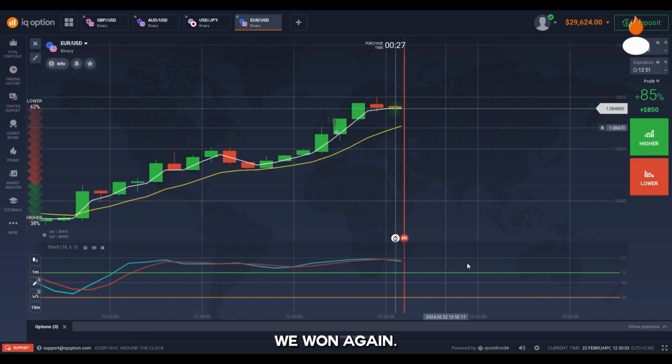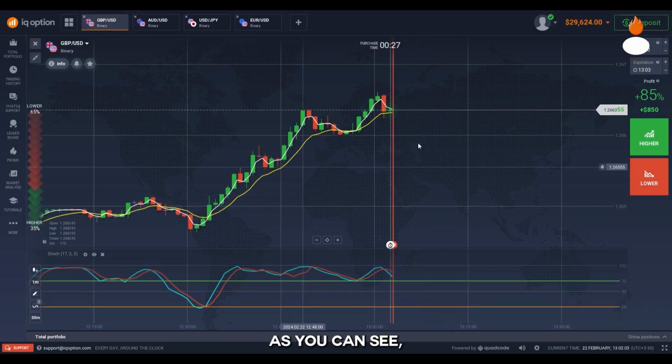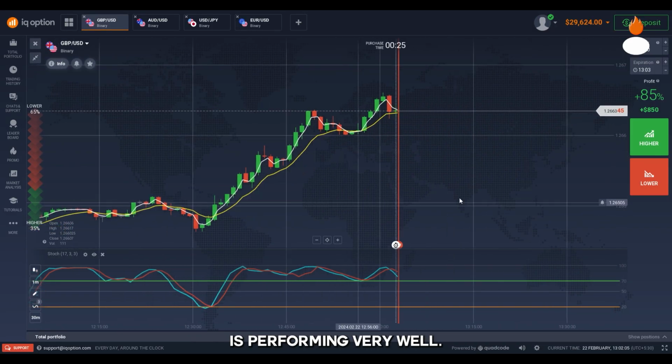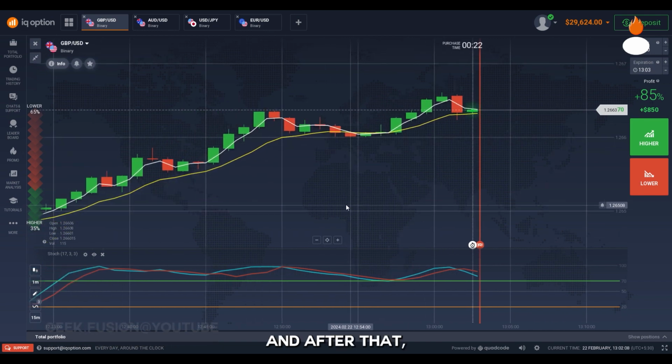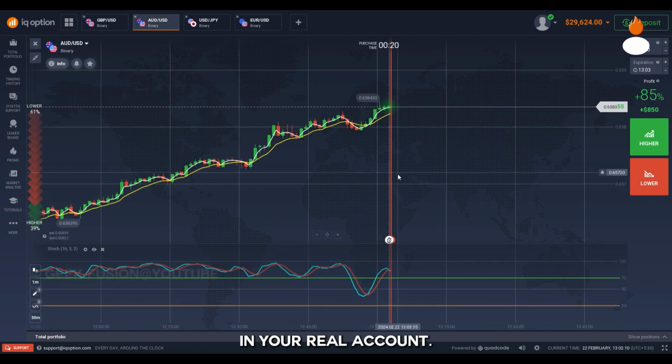Excellent. We won again. As you can see, this strategy is performing very well. Practice this in your demo account, and after that, you can try it in your real account.